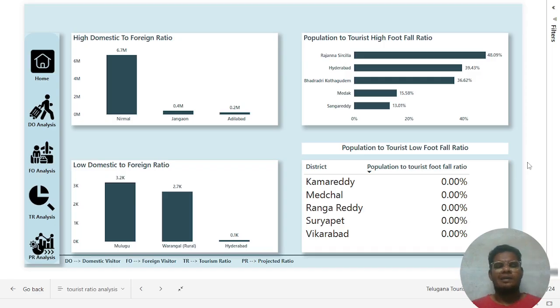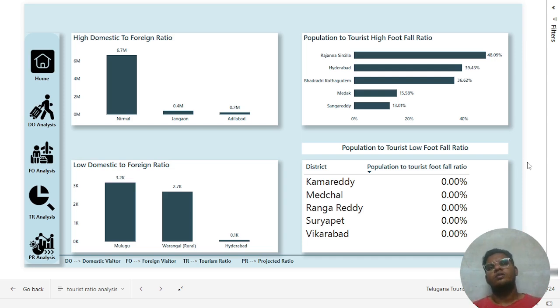Now we are in the tourist ratio analysis dashboard. In this particular dashboard, we are going to discuss some questions like high domestic to foreign ratio, low domestic to foreign ratio, and population to tourist footfall ratio, high and the opposite, which we'll discuss later. Let's start with the high domestic to foreign ratio.